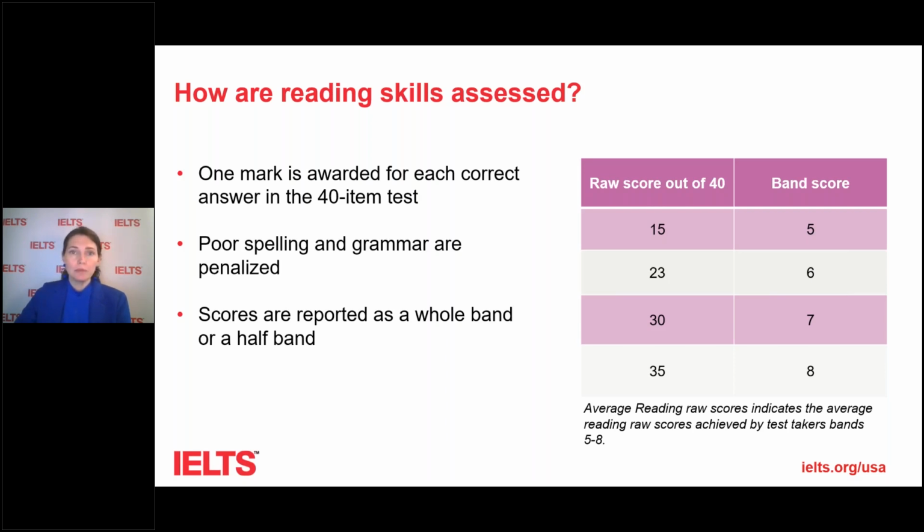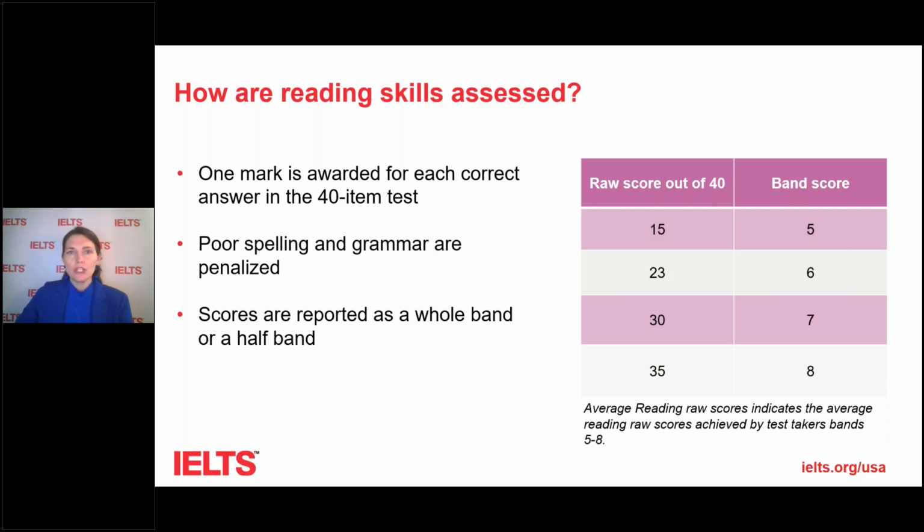And the same is true for grammar. So if you have a sentence completion task and you're adding in a verb, but based on the rest of the sentence, you should have had it in the noun form, that would also not be counted as correct. The good news is that you're not counted off for mistakes. So you always want to try to guess an answer if you're not sure. Scores are reported as a whole band or a half band.